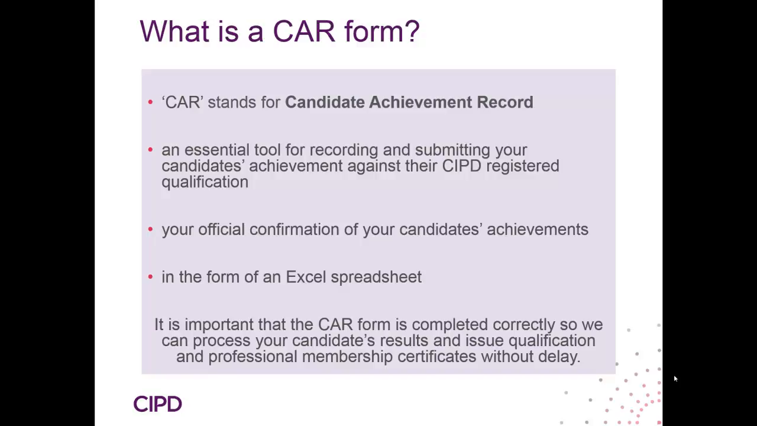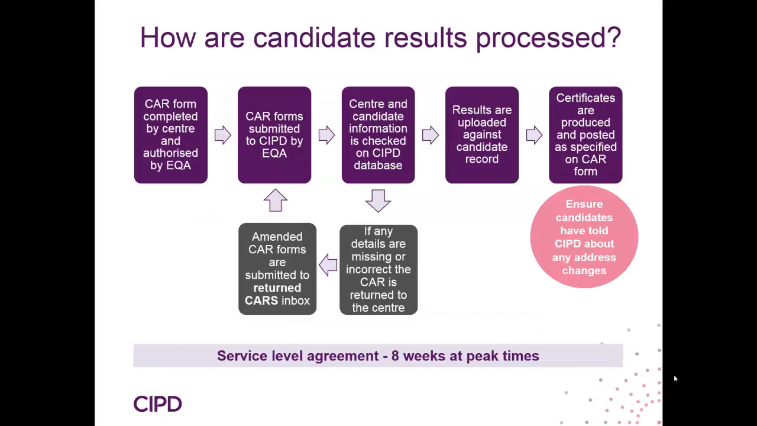Candidate results are submitted to the CIPD using an Excel spreadsheet, which is known as a CAR form. CAR stands for Candidate Achievement Record. There are different versions of the form depending which qualifications you're submitting results for, and we'll be able to give you some advice on how to select the right one. The CAR forms are the only way in which we process candidate achievements against CIPD qualifications. Without a correctly completed form, we're unable to log qualification results or issue a professional membership certificate.